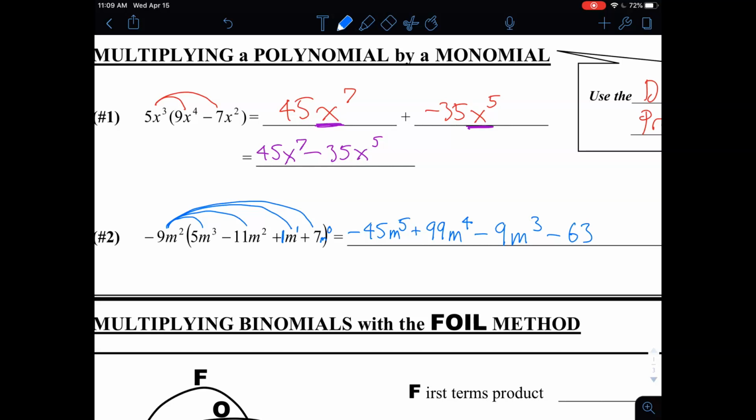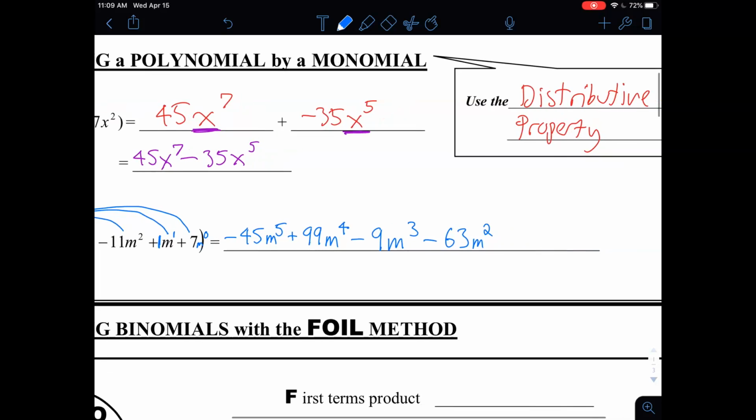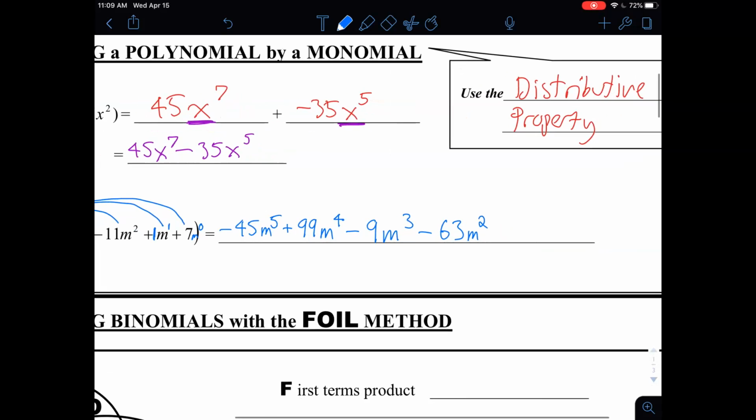What's 2 plus 0, which is going to be m squared. And then what you want to check at the end here, are there any like terms here? Are these all the same variable? They are all the same variable. Are they all the same exponent, though? They are not. This is m to the 5th, m to the 4th, m to the 3rd, m squared.